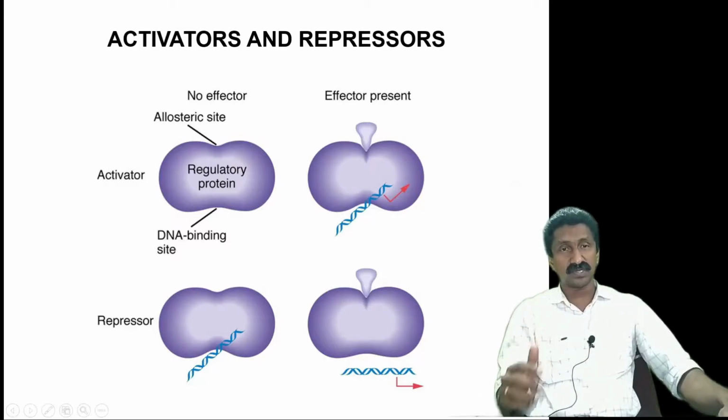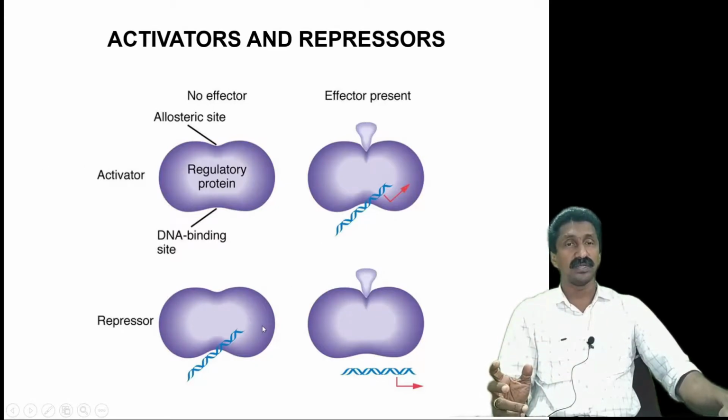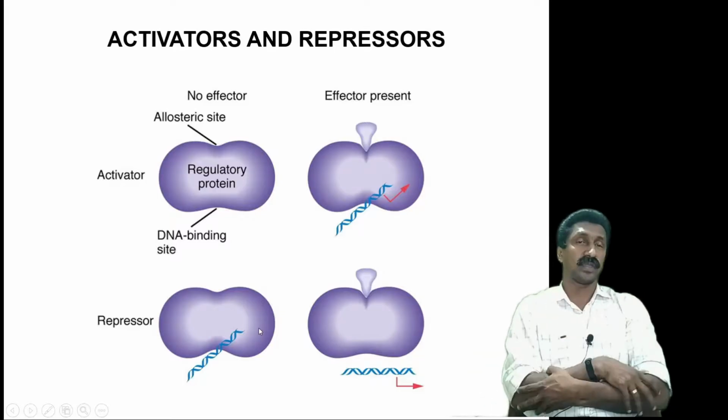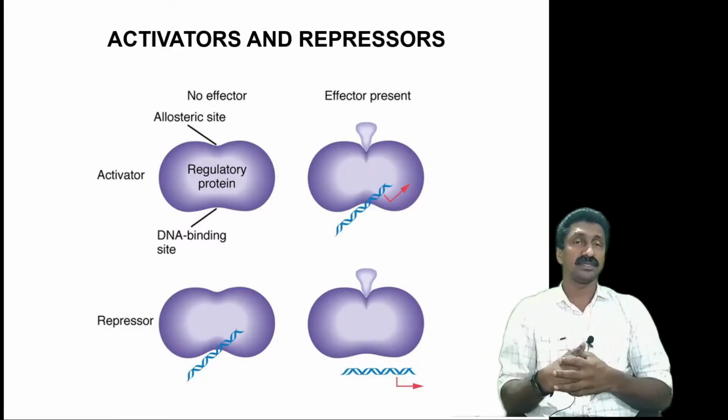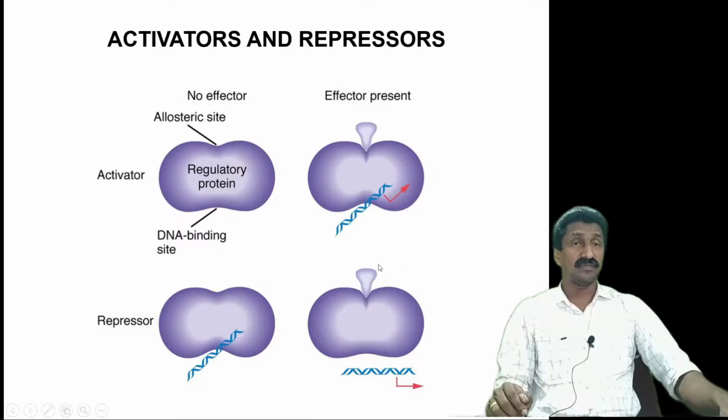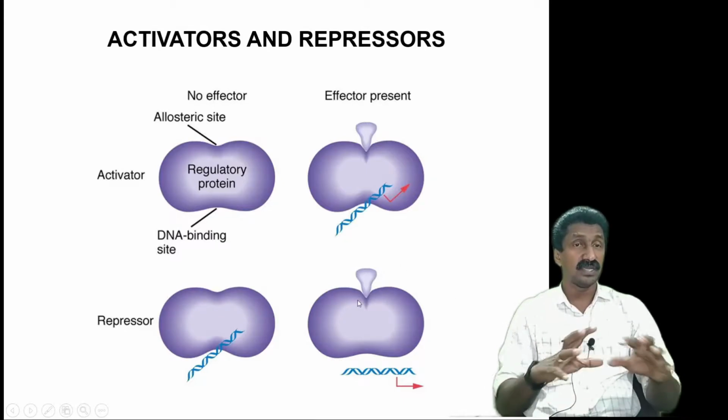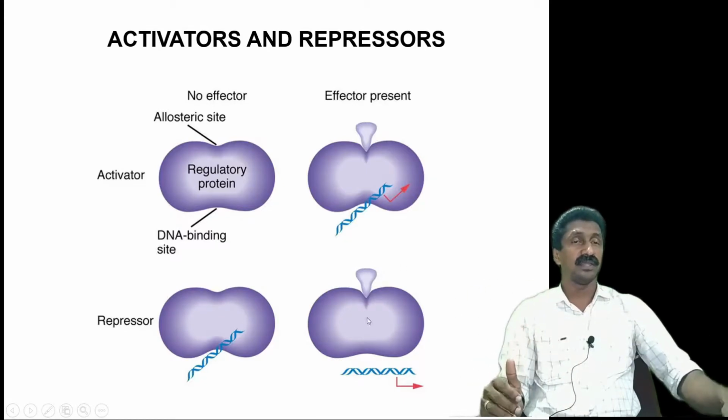Whereas in the case of a repressor system, the repressor molecule is normally bound to the prokaryotic genes or the target DNA, and when the effector molecule binds to the repressor, it is relieved from the DNA and then transcription starts.